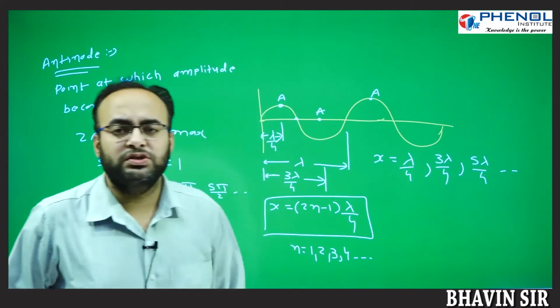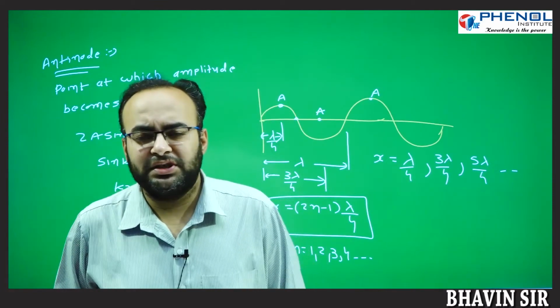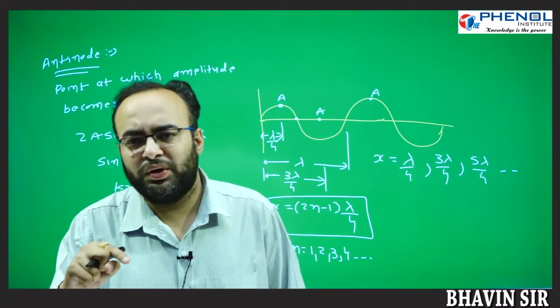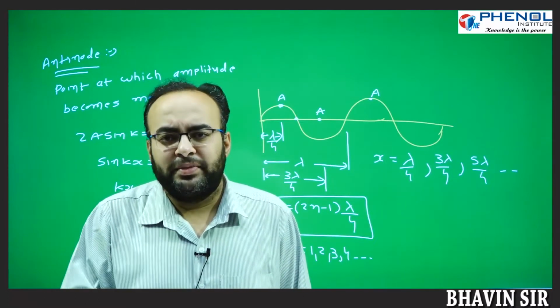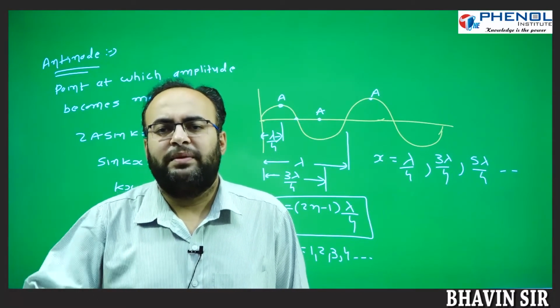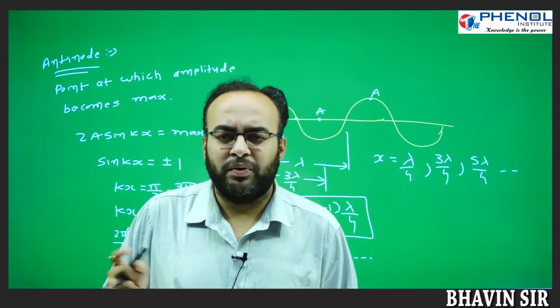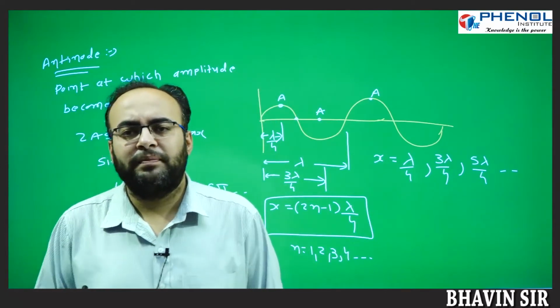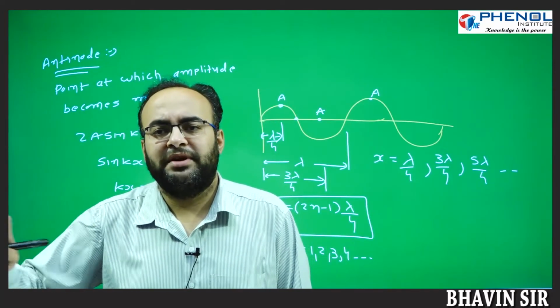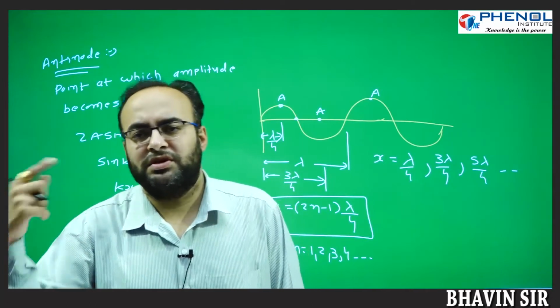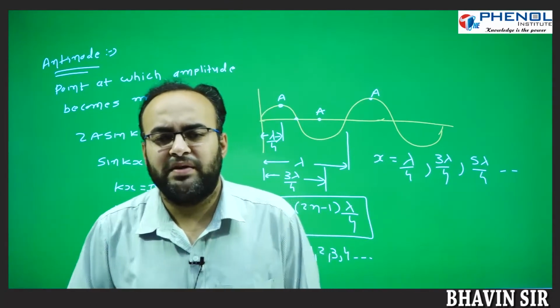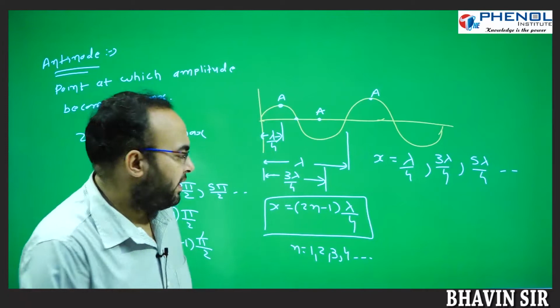So okay students, in the case of a stationary wave, what are the positions of nodes? n lambda by 2, which means lambda by 2, lambda, 3 lambda by 2. And what are the positions of antinodes? (2n minus 1) lambda by 4, which means lambda by 4, 3 lambda by 4, 5 lambda by 4 and so on.